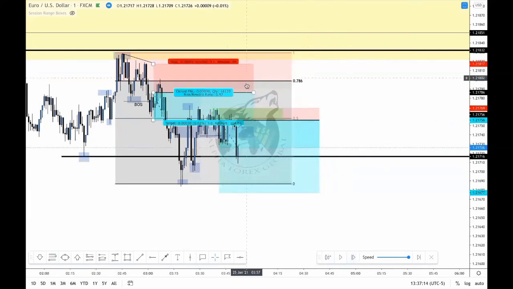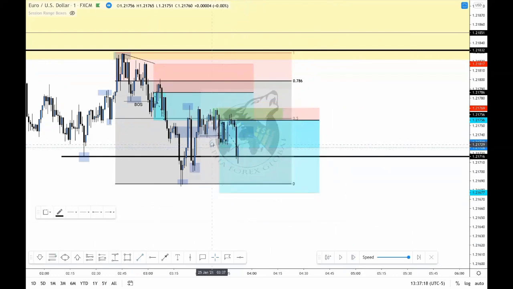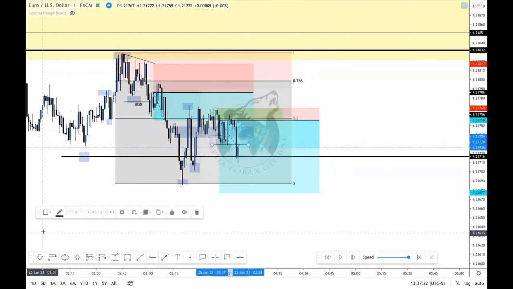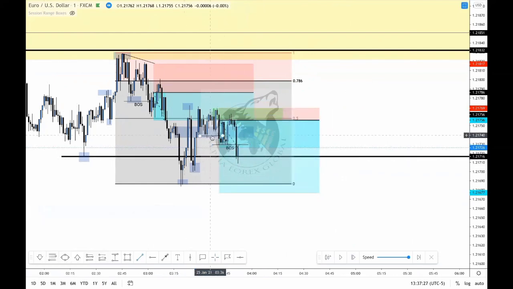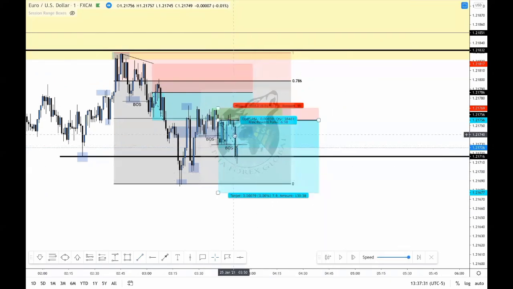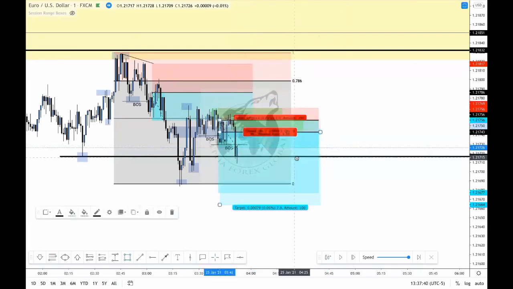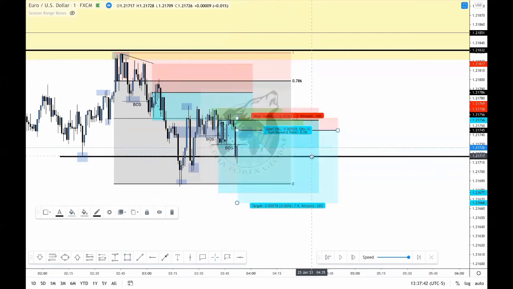All right, so look at this. We broke structure again aggressively right here. And then the market left another inefficiency right here. So this could be another entry right here, and stop loss above, same 1.3 pips.